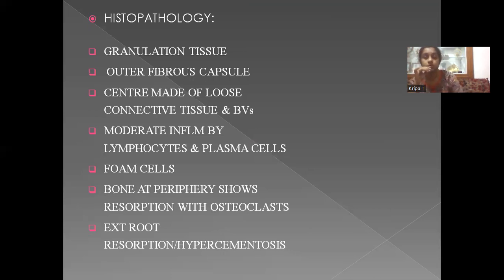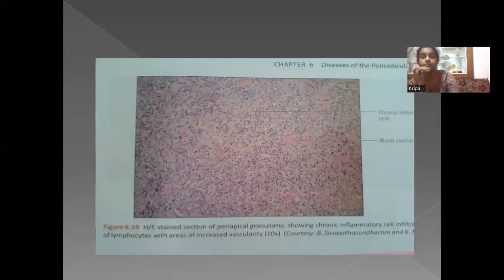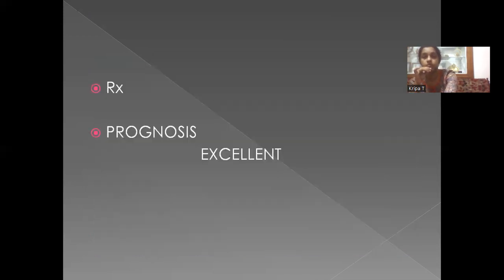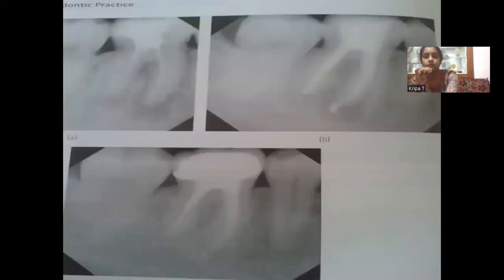Histopathology: being a chronic lesion, you have granulation tissue, an outer fibrous capsule, and centrally loose connective tissue, with moderate inflammation by certain chronic cells, foam cells, and the presence of osteoclasts across the periphery. So this is an H&E stain of a periapical granuloma. You can see the presence of chronic inflammatory cells. Prognosis is quite good with endodontic treatment.